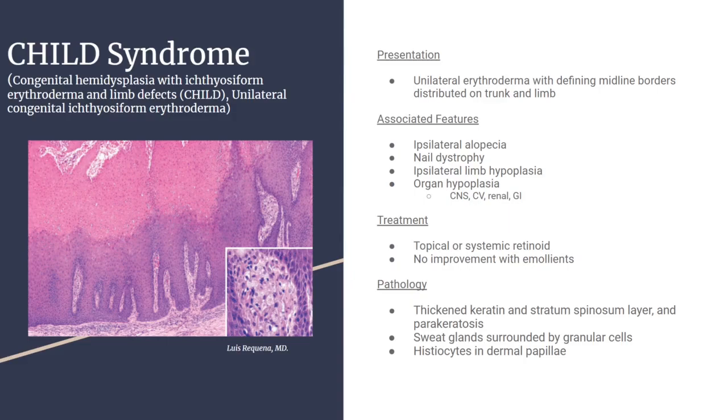Treatment here, topical or systemic retinoids, of course, for the skin manifestation. They'll inevitably have to follow up with specialists given the associated features above and what may or may not be affected. Here, pathology, you'll see a thickened keratin and stratum spinosum layer with parakeratosis. You'll also see the sweat glands are surrounded by a granular layer, and there would be histiocytes in the dermal papillae.